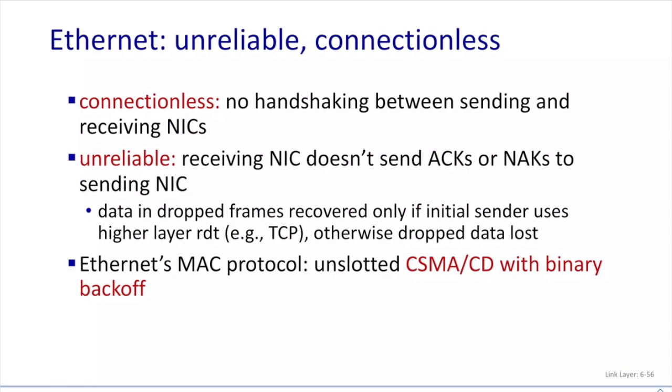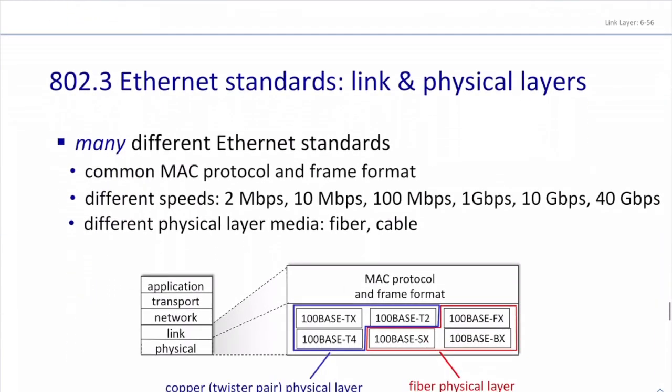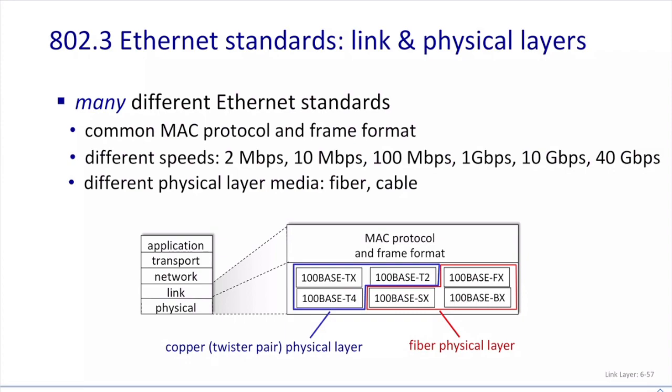Okay, at layer 2, there will be an unreliable transfer protocol. Ethernet's MAC protocol is unslotted CSMA/CD, carrier sense multiple access with collision detection, and we have a binary exponential backoff mechanism. That is Ethernet. And of course, there are some extensions and variations of Ethernet. Its name is IEEE 802.3. Okay, that is Ethernet.